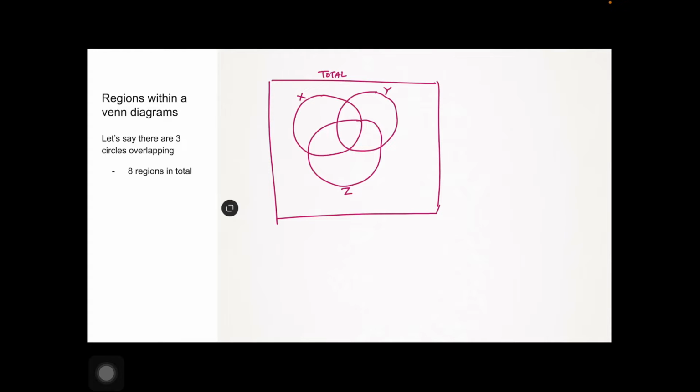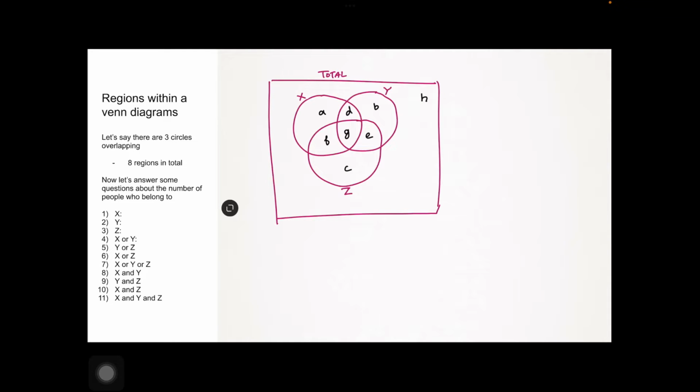Now let's try to write down the number of people in each of the 8 regions. Let's assume that there are A people in the first region, B people in the second region, C people in the third region, D people in the fourth region, E people in the fifth region, F people in the sixth region, G people in the seventh region where all 3 circles are overlapping, and H people in the outside region which does not belong to any of the circles.